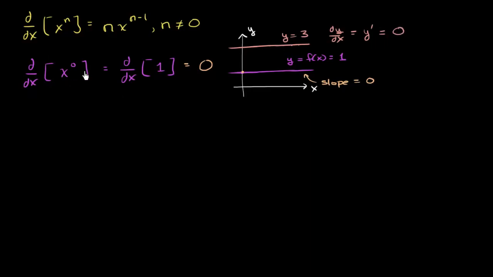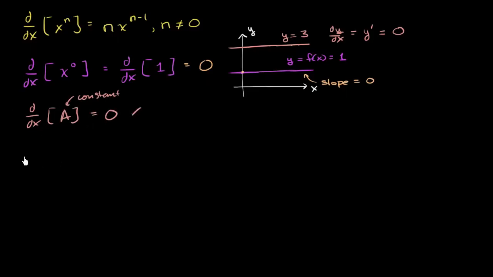So it's not just x to the 0. If you take the derivative of any constant, you're going to get 0. So let me write that. The derivative with respect to x of any constant, so let's say of a, where this is just a constant, is going to be equal to 0. So pretty straightforward idea. Now let's explore a few more properties.